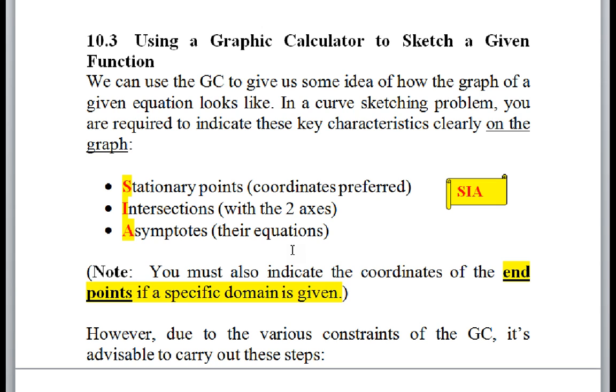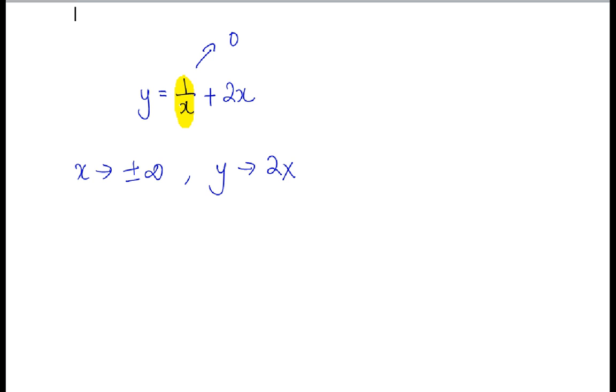I said this is not the first time you hear of this. When we sketch, we always must have SIA: stationary point, intercepts, asymptotes. But on top of that, be very careful to indicate the endpoints if a domain is given, whether it is parametric or Cartesian. What do I mean? I'm going to be a bit naggy here, but never mind.